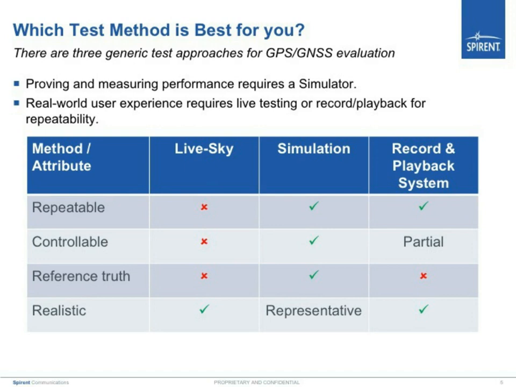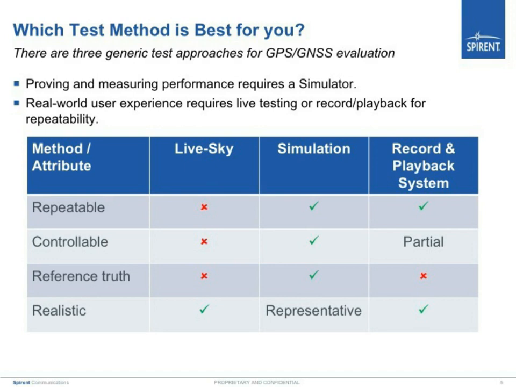The snag with simulation is that it's representative of the real world, but it's not an exact replica. So if you want a particular location exactly reflected in a test setup, you can set up a representative view of that in a simulator. But to get the real deal, you've either got to go out in the real world, live sky, or you can use record and playback, which is partially controllable. Record and playback systems sample live sky, digitize the signals and replay them in the lab. It's realistic, but it's only partially controllable.